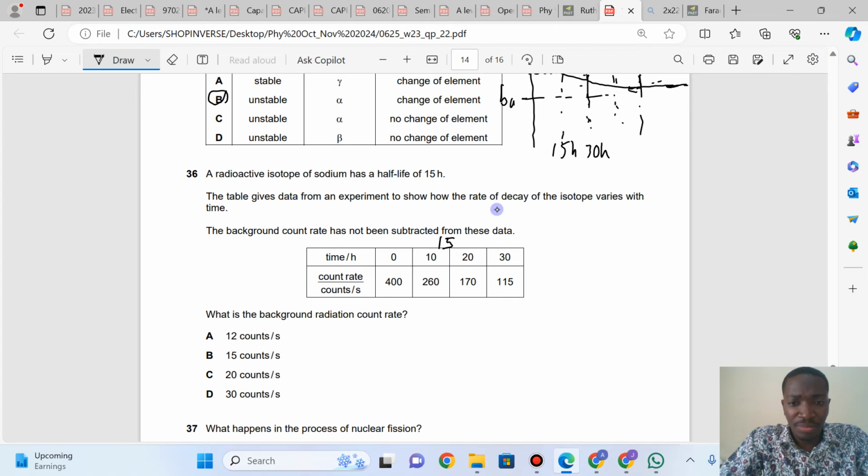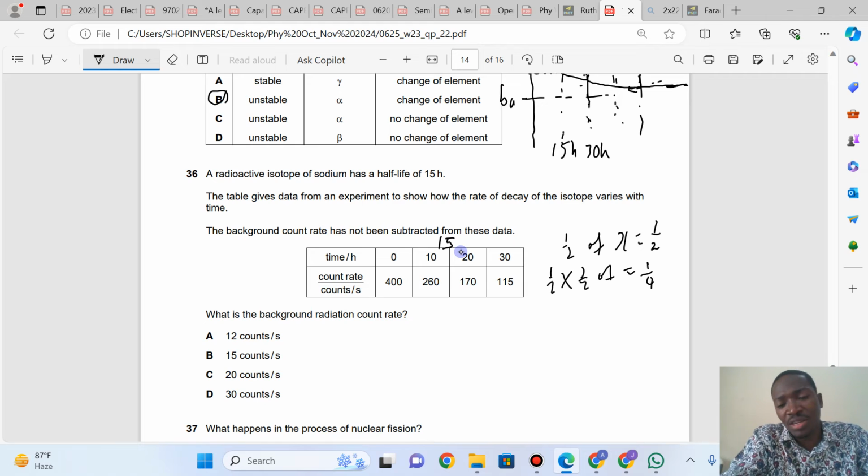Now, initially we had 400 atoms, okay? After half-life, we don't know what we have. After the second half-life, we have 115. So take note that after the first half-life, half of everything would have gone, okay? After the second half-life, which is 30, half of that half would have gone again. So after the first half-life, we have half the number of elements left. After the second half-life, 1/4 would have gone again.